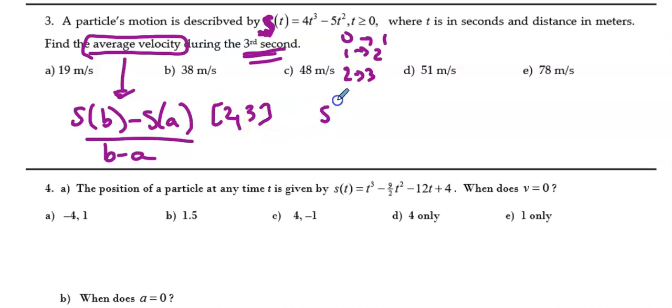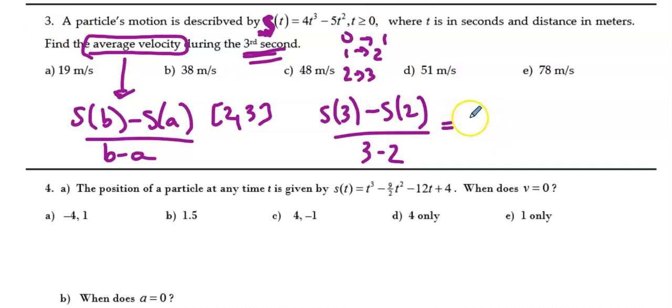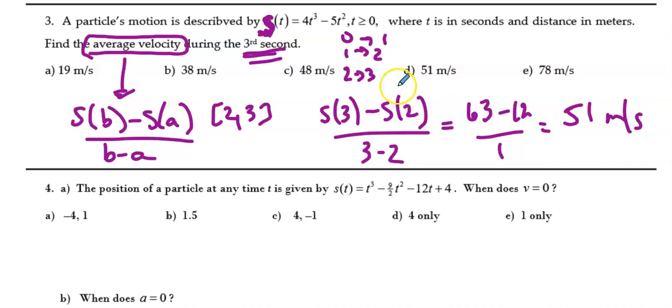So I've got to find s of 3 minus s of 2, all over 3 minus 2. I have to plug 3 into here and 2 into here. To save some time, I know that this is going to be 63 and this is going to be 12, over 1. So it's going to give me 51 meters per second. This answer is going to be D.